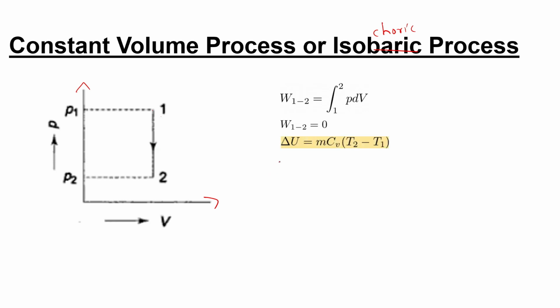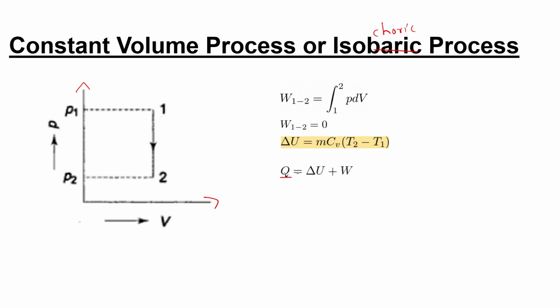Now, what is the expression for change in internal energy? That is delta U. See, this expression we have studied in the specific heat section. So delta U is given by m into Cv into (T2 minus T1). This is the specific heat at constant volume, Cv, and this is mass of the gas. And T2 minus T1 is the change in temperature.